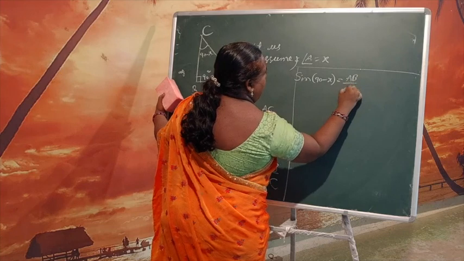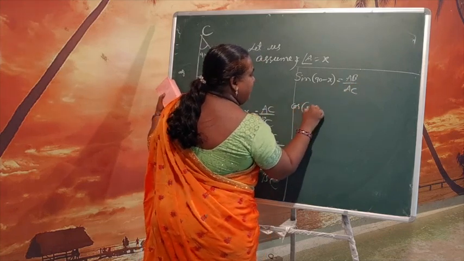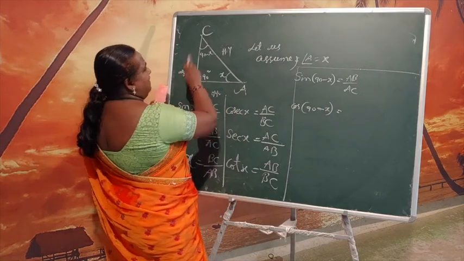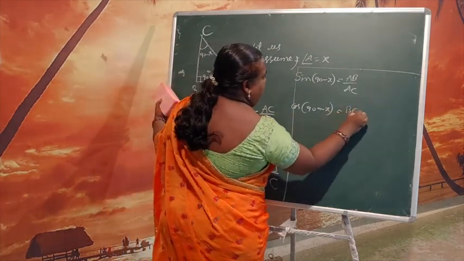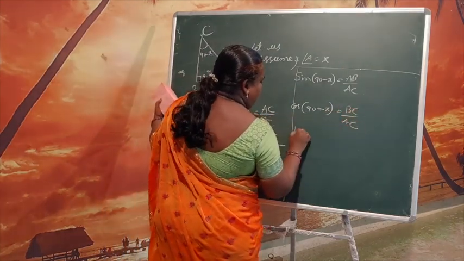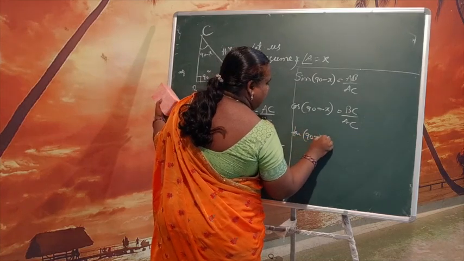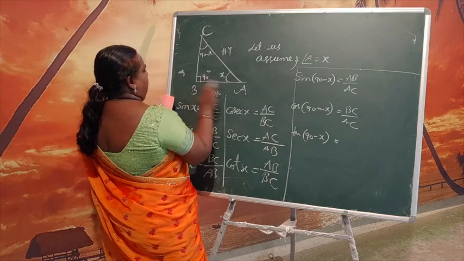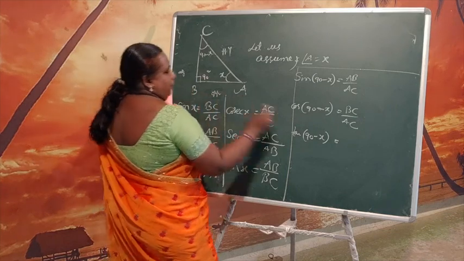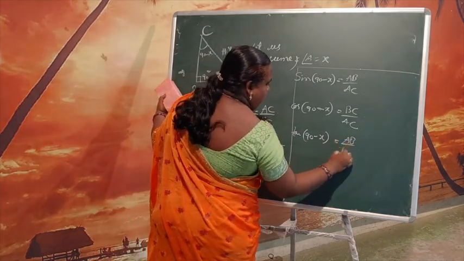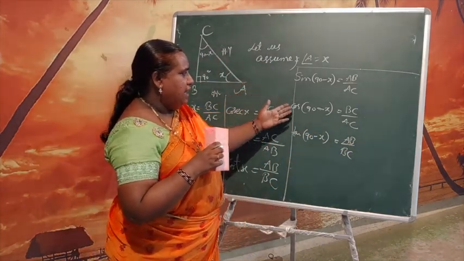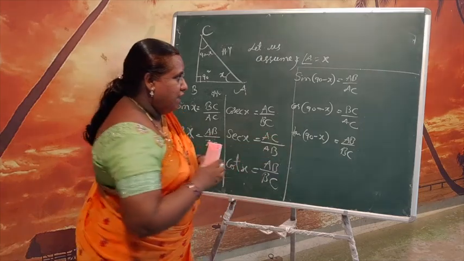Now what about cos 90 minus x? Cos value is adjacent by hypotenuse, BC by AC. What about tan 90 minus x? Opposite by adjacent, which means AB by BC. In the same way, write cosecant, secant and cot. We will write them aside.